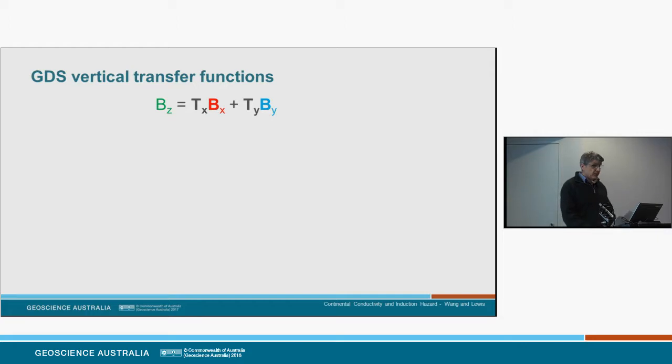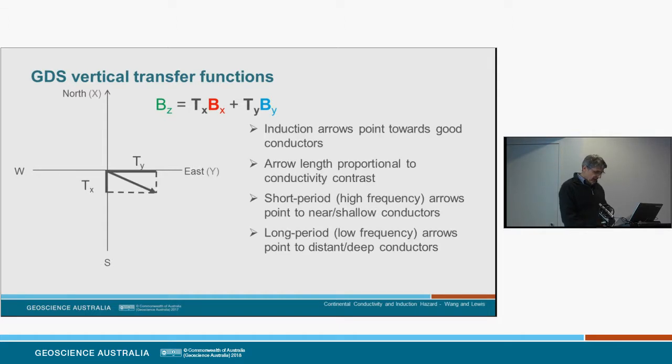The transfer functions can be displayed on maps using induction arrows by plotting the components of the Tx and the Ty, where the length of the induction arrow is the combined magnitude of the Tx and the Ty, and the direction is set by their relative magnitudes. If you use the so-called Parkinson convention, those induction arrows point towards the location of good electrical conductors, and the length of the arrow indicates the magnitude of the electrical conductivity contrast.